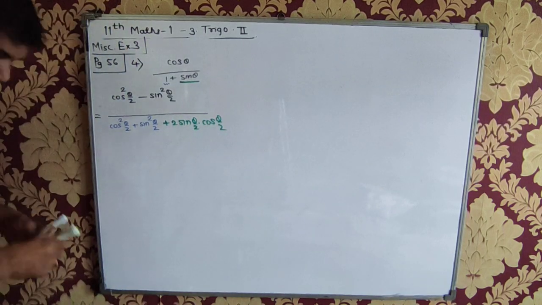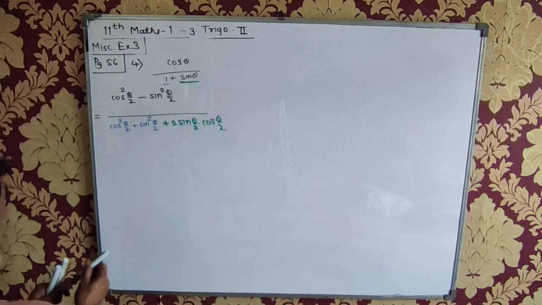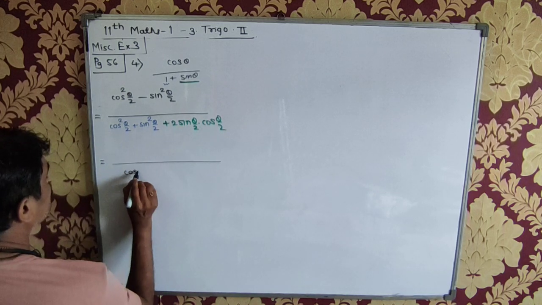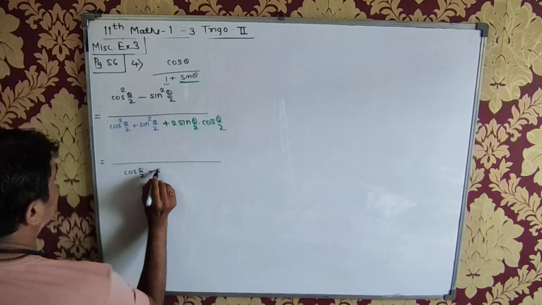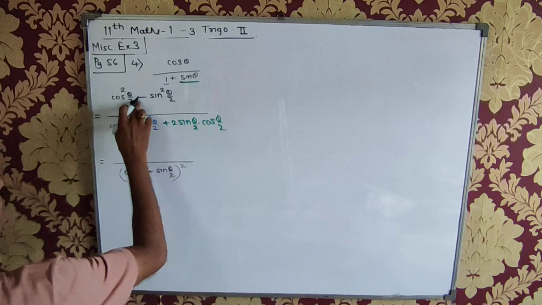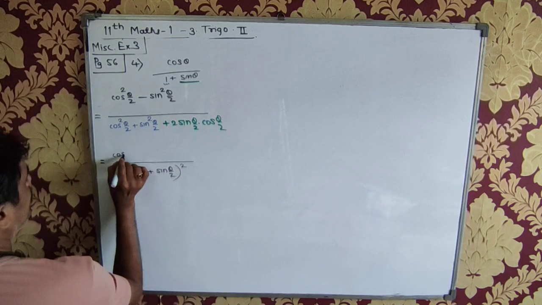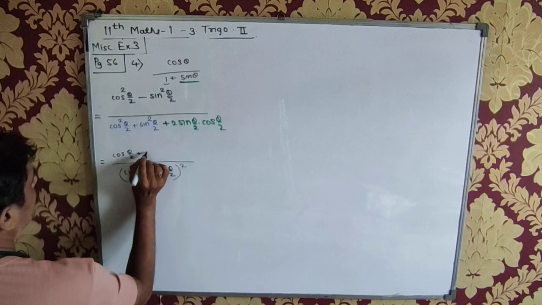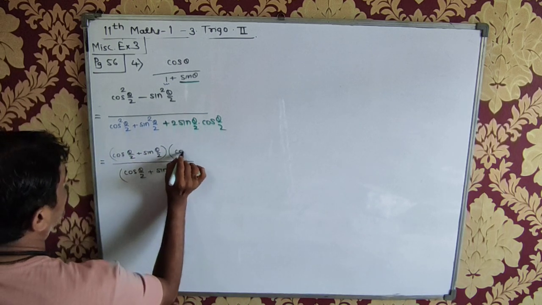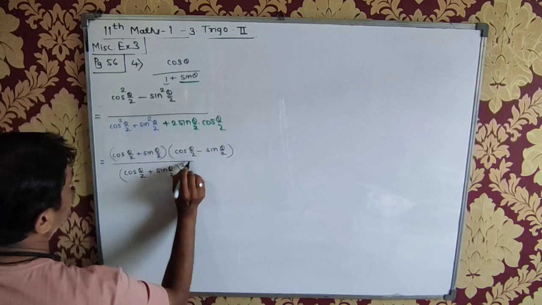Now the denominator is a perfect square. A square plus B square plus 2AB. So this is actually (cos theta by 2 plus sine theta by 2) whole square. And the numerator is factorizable: A square minus B square, A plus B, A minus B. Cos theta by 2 plus sine theta by 2 into cos theta by 2 minus sine theta by 2. I hope you got that.